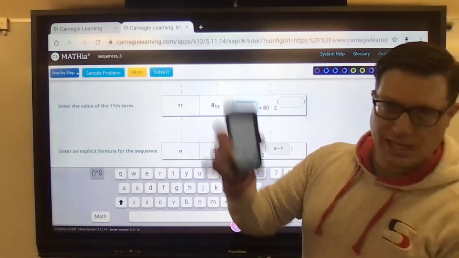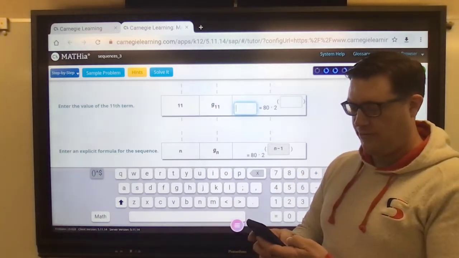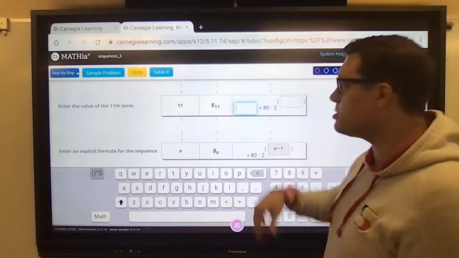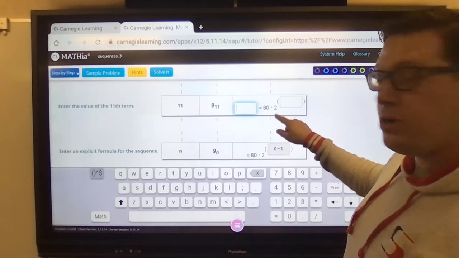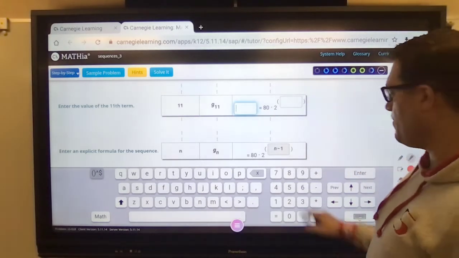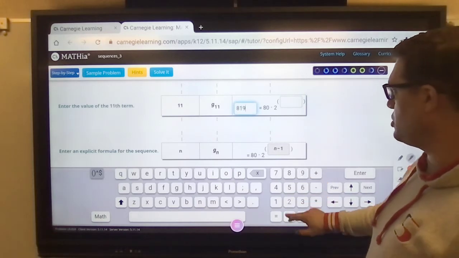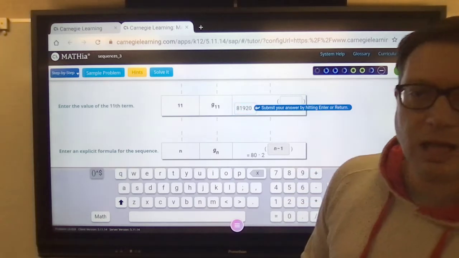And I'm using Desmos. Shout out Desmos. You should have the app on your phone. It's amazing, or have it ready to be used. But I did 80 times 2 to the 10 power, and I got 81,920. Enter, locks it in.